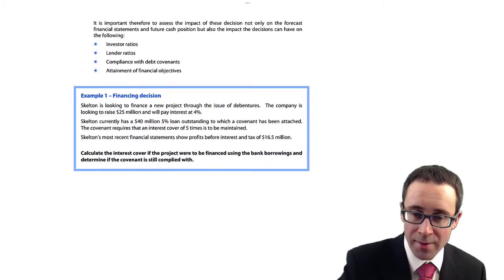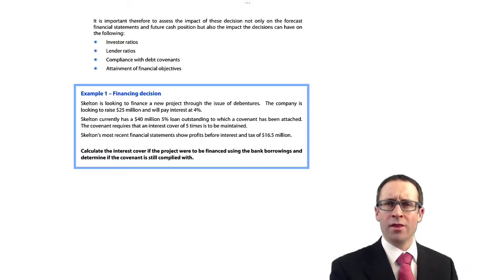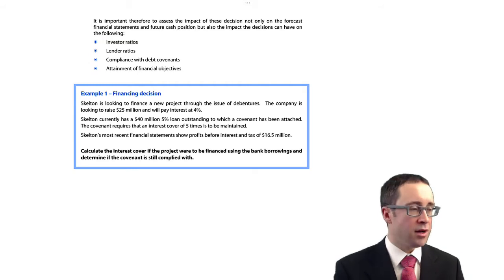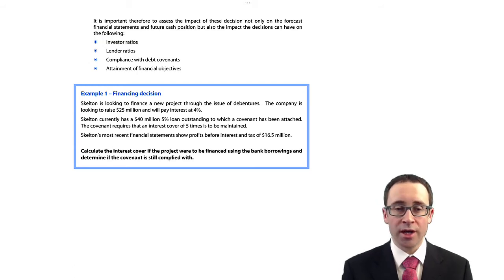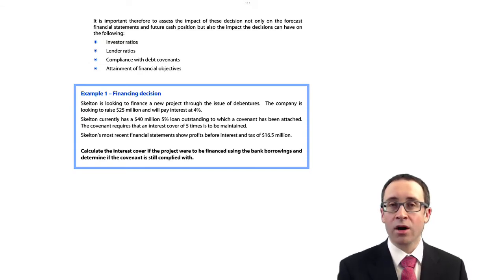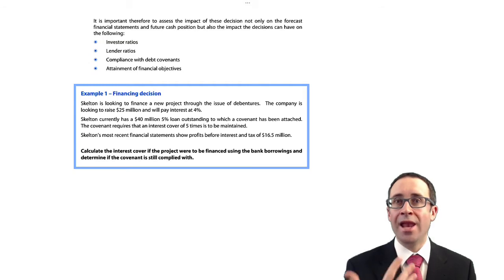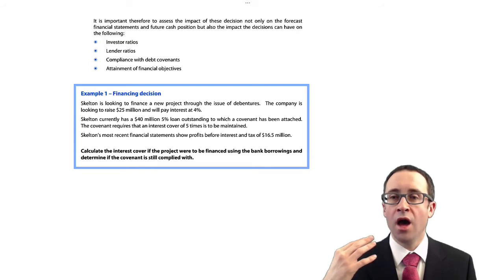When you're making those decisions, the way in which we can assess whether or not they will be the correct decision is how they will impact the following. Your investor ratios: how might it impact your dividend cover, your dividend yield, your earnings per share. Your lender ratios: how might that impact your interest cover and gearing, and compliance with your debt covenants. If you take on more debt, that's going to change some of the lender ratios with regards to the gearing and the interest cover.